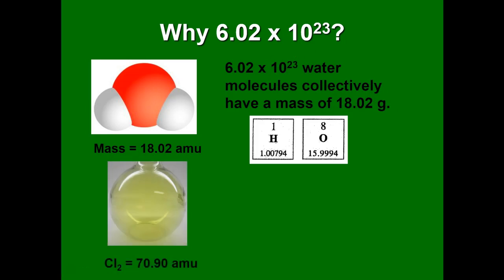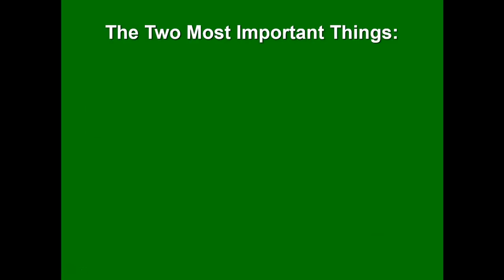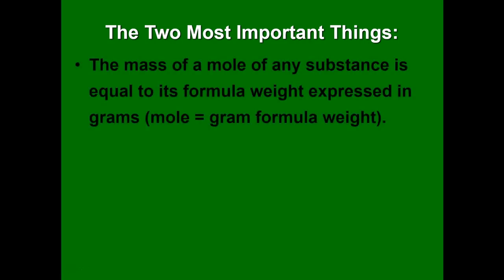And if an object, say a chlorine molecule, had a mass of 70.9 AMU, then 1 mole of those objects would collectively have a mass of 70.9 grams. Let's think about this. Let me just say this. The 2 most important things to remember about the mole.